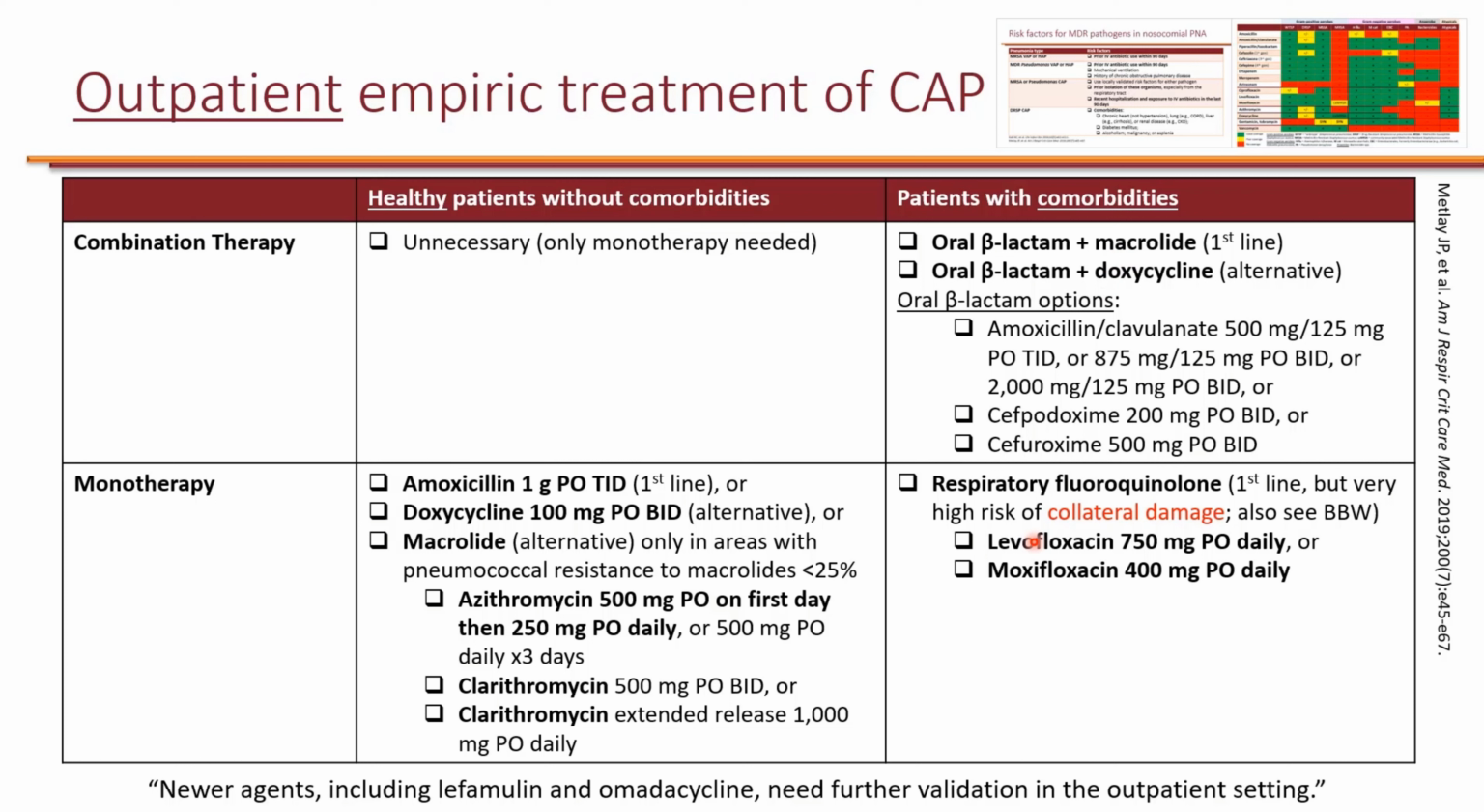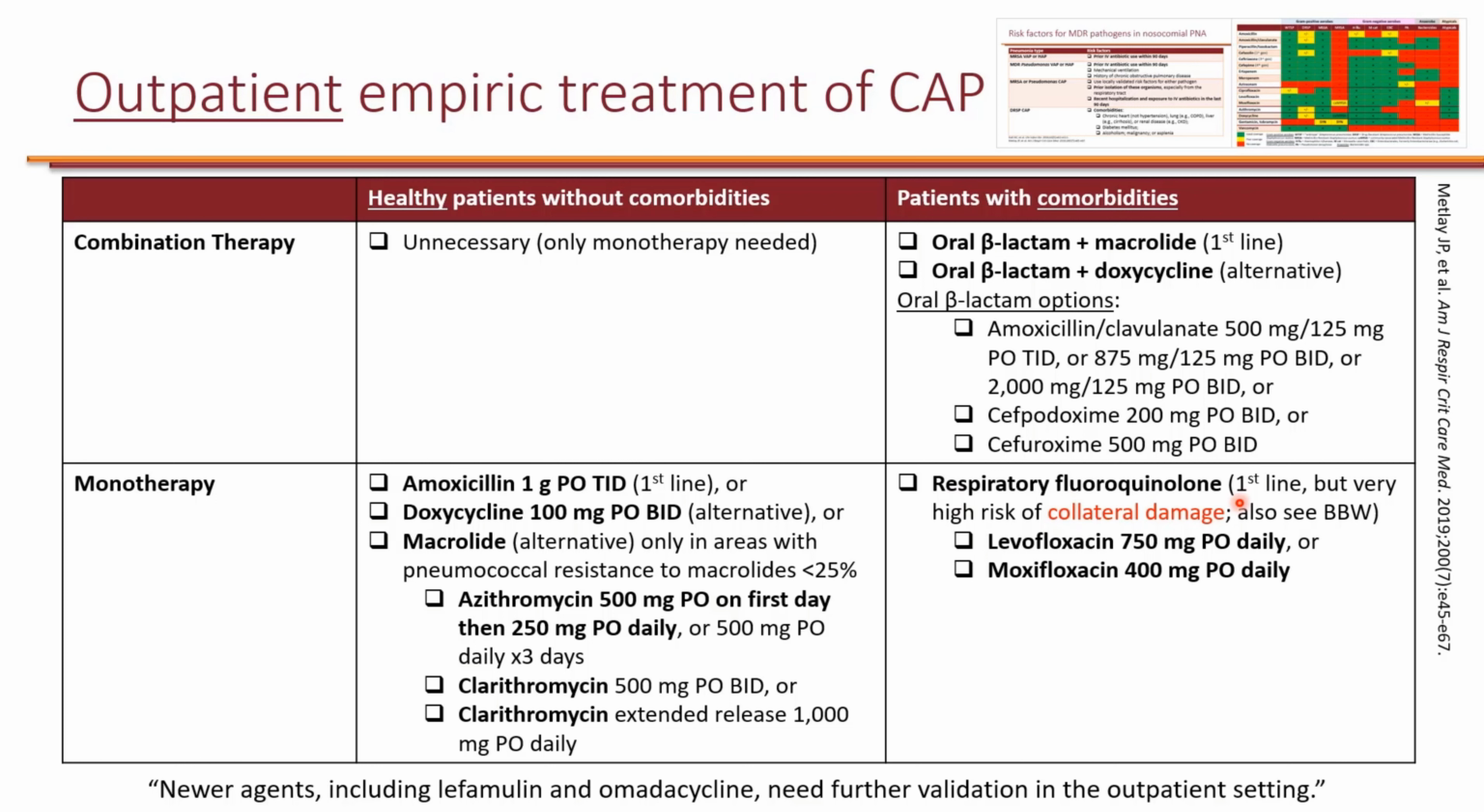Now, with these patients with comorbidities, we can also use monotherapy with respiratory fluoroquinolones. Respiratory fluoroquinolones basically refers to fluoroquinolones that are active against Streptococcus pneumoniae. Because Streptococcus pneumoniae is the number one respiratory pathogen, the fluoroquinolones that have activity against it are referred to as respiratory fluoroquinolones. In other words, ciprofloxacin doesn't have activity against strep pneumo, so ciprofloxacin is not a respiratory fluoroquinolone.